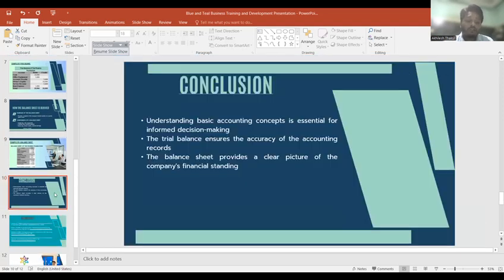So in conclusion, understanding these basic accounting concepts is essential for everyone involved in business. The double entry system ensures accuracy. The trial balance helps verify that accuracy, and the balance sheet provides a clear picture of a company's financial position. So this knowledge helps in making informed decisions, which is critical for the success of any business.